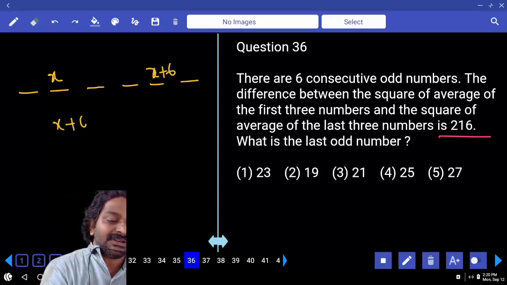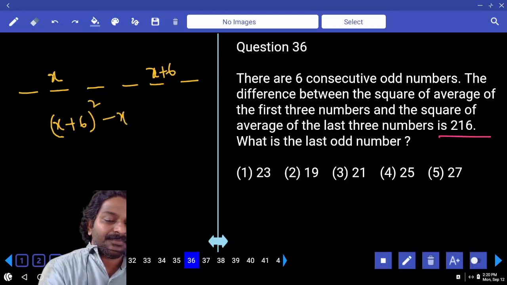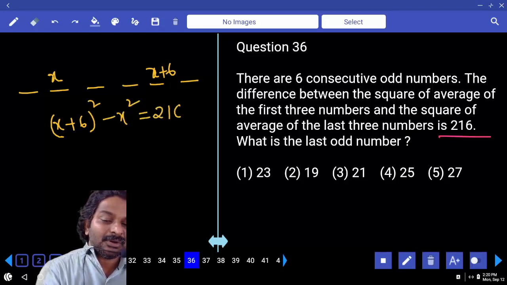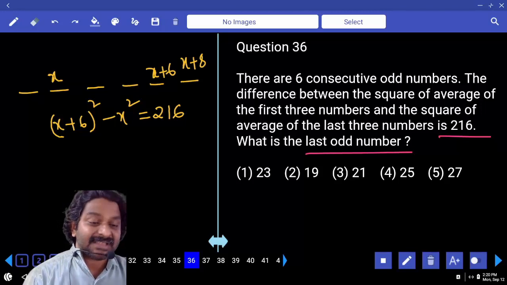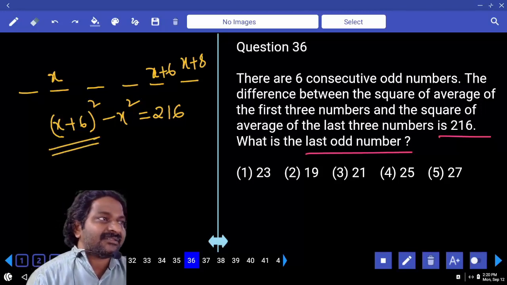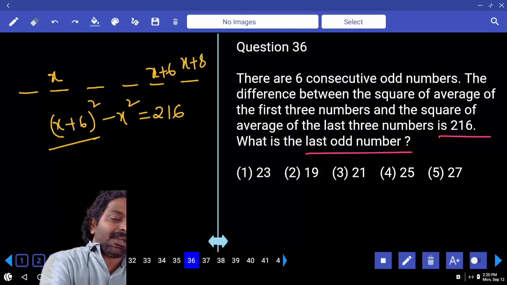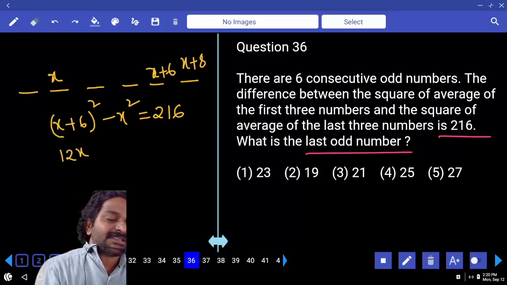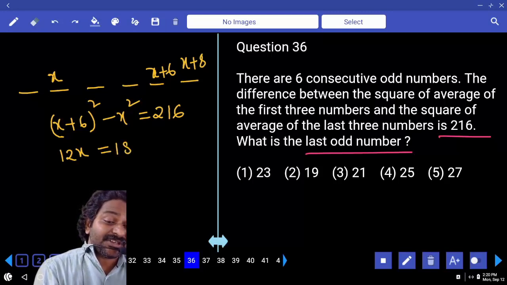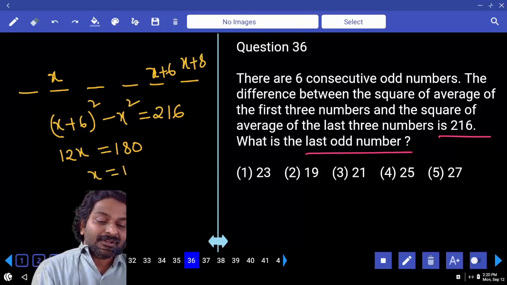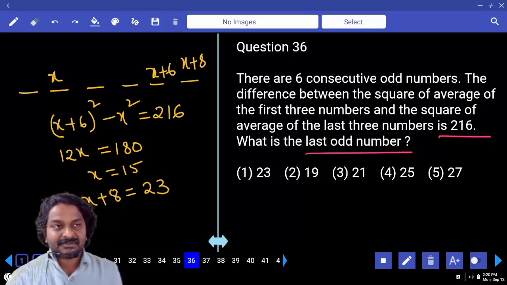(x plus 6) whole square minus x square is equal to 216. We were asked to calculate the last odd number, in the sense x plus 8 only. Now, if you expand this, x square will come, minus x square is also there, that gets cancelled, right? Plus 2ab, in the sense 12x, plus b square, 36 goes to the right-hand side, becomes minus 36, which is 180. Then x is equal to 15. x plus 8 is equal to 23, which is the first option.